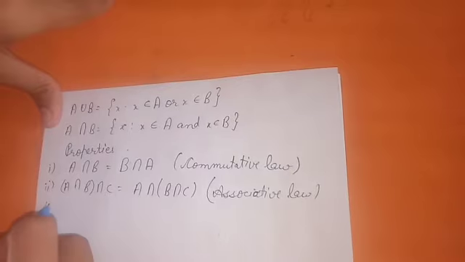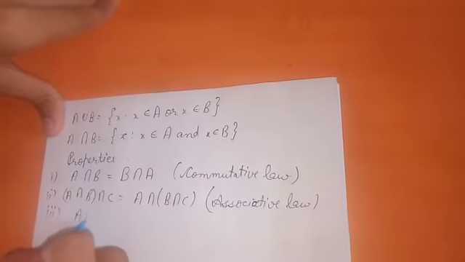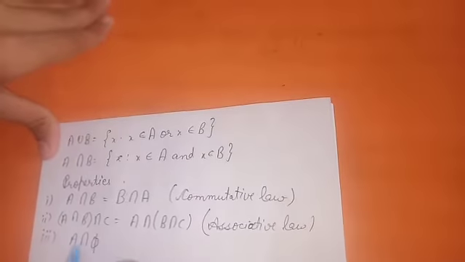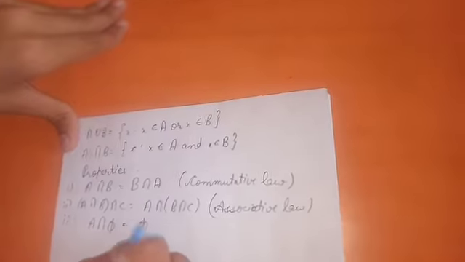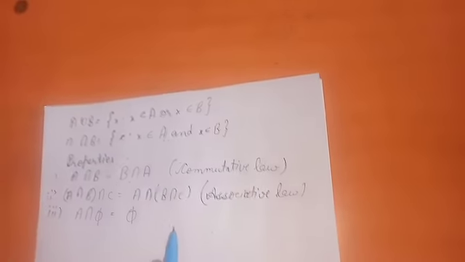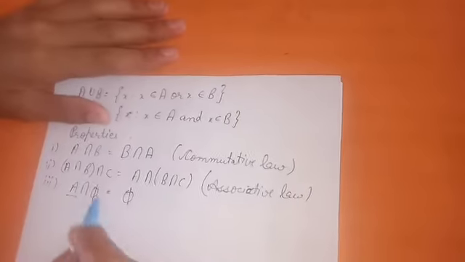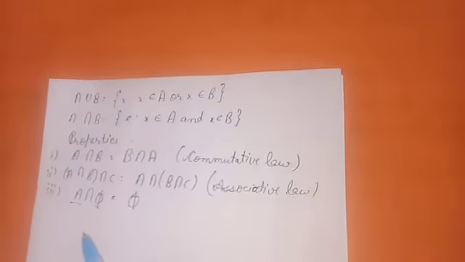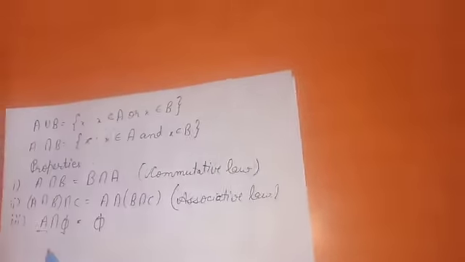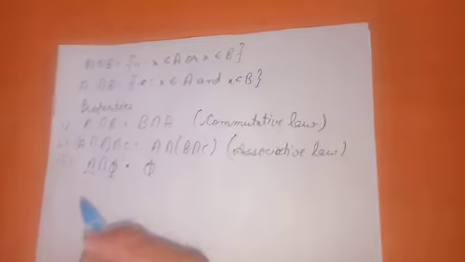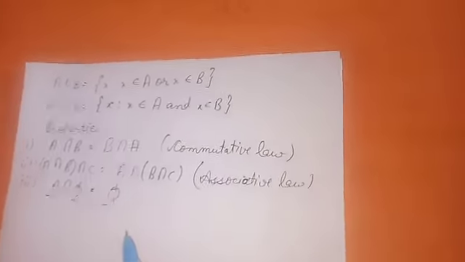Next is A intersection with phi, which will be phi. Because here we can assume some elements are there, but here there is no element, and if you try to find something common in that, you will find that there is nothing common, and whenever nothing is common, you use the symbol phi.